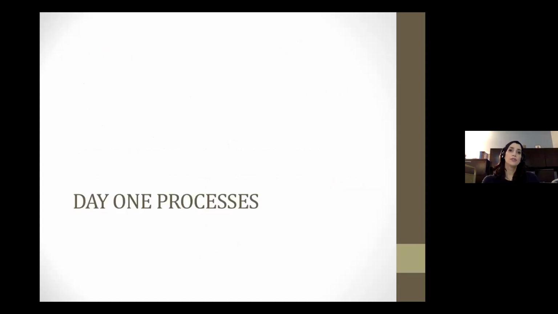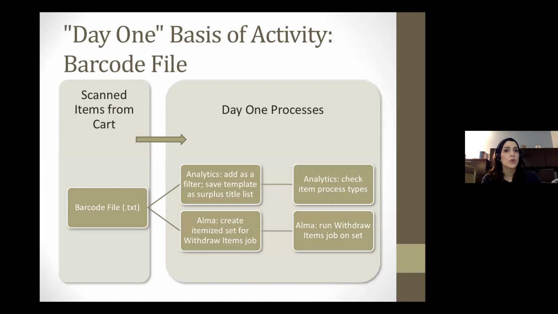So now that we've looked at the preparation and analytics, let's look at the day one processes in a little more detail. On day one, we're starting with the barcode file. As we progress, that barcode file will become the basis of two paths. It will be used to create a set upon which a withdraw items job is run, and it will be used as a filter input file to create the surplus title list.